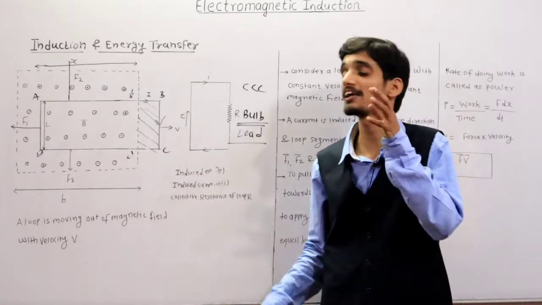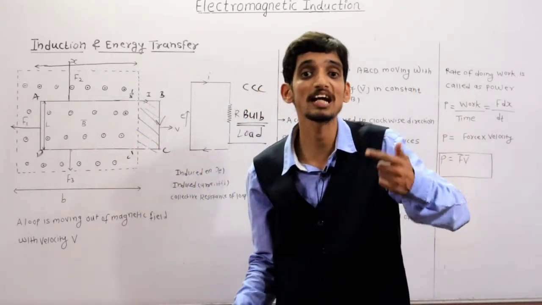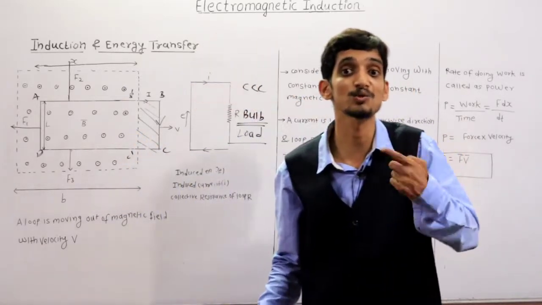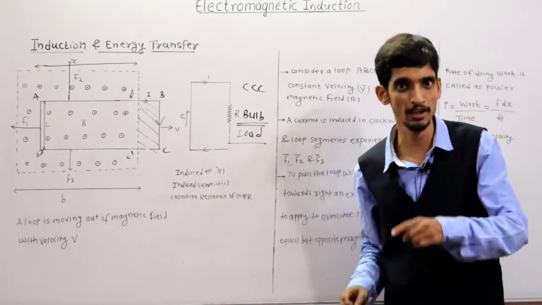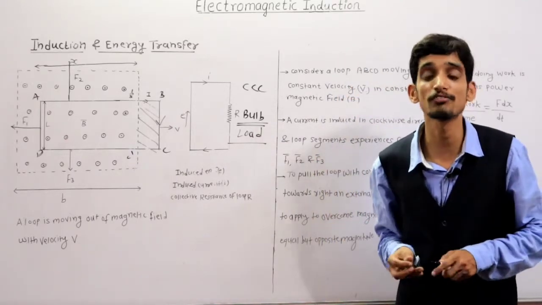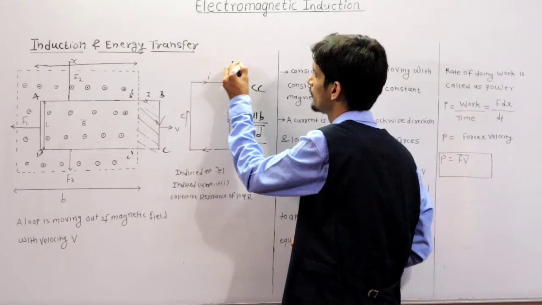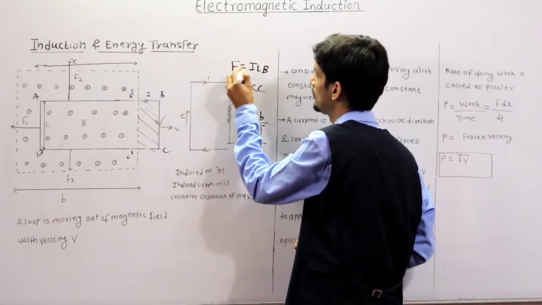Now as the current carrying conductors are present in a uniform magnetic field, they experience a force as per Fleming's left hand rule. And what is the magnitude of that force? F is equal to I L B.